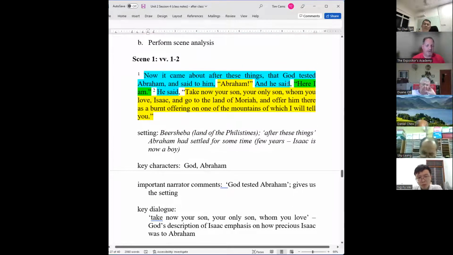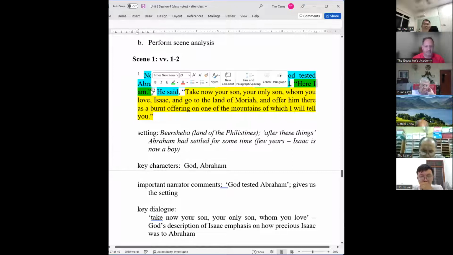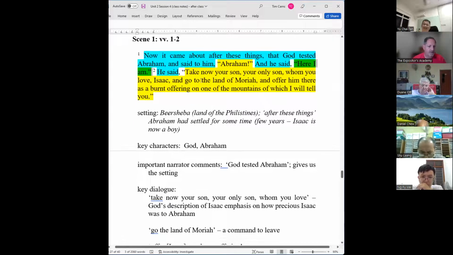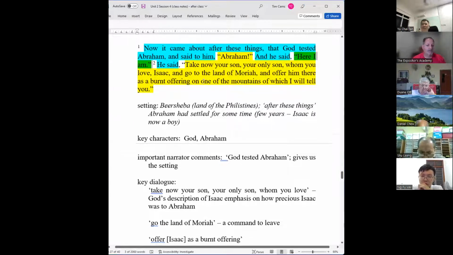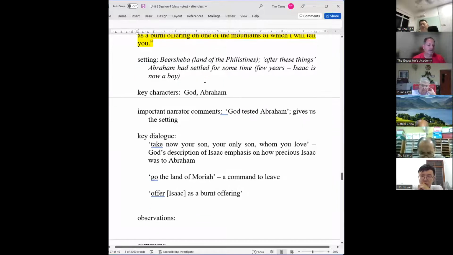Now, Abraham doesn't say much, does he? "Here I am." That's it. Yep. Okay. Mostly God here giving the instruction to Abraham.